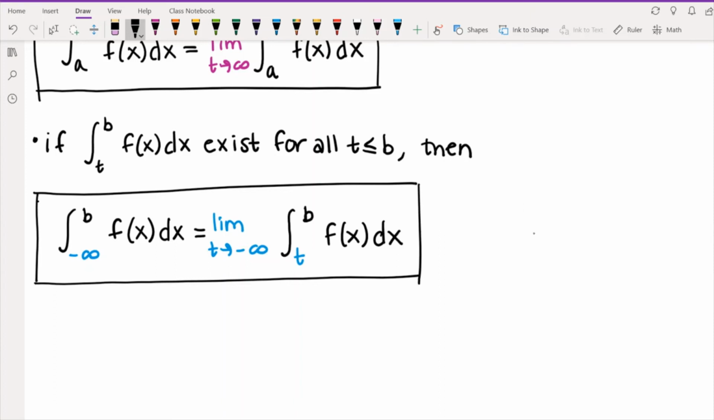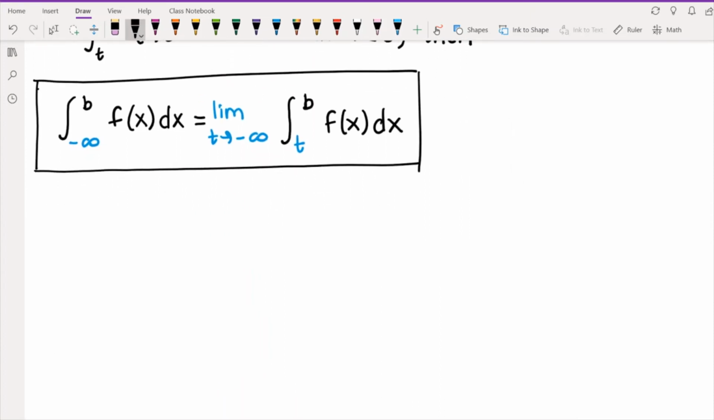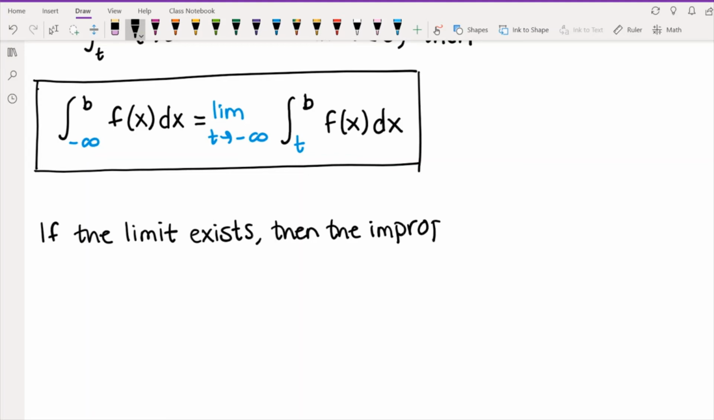So one more thing I want to write down that we just talked about is that if one of these limits exists, then the improper integral is convergent, or you say it converges.